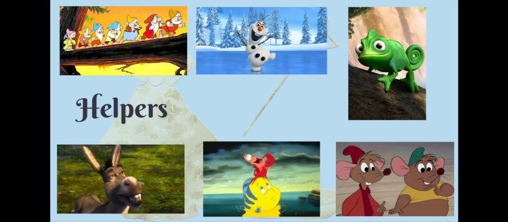And then you have the helpers. Remember, we talked about everybody needing a helper, and that's why there are helpers in fairy tales, like the donkey from Shrek, or Flounder and Sebastian from The Little Mermaid, or Jacques and Gus from Cinderella, or Pascal from Tangled, or Olaf from Frozen, or the Seven Dwarfs from Snow White. All of these serve as helpers to the protagonist.